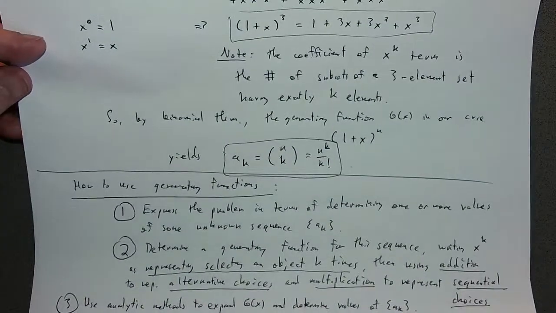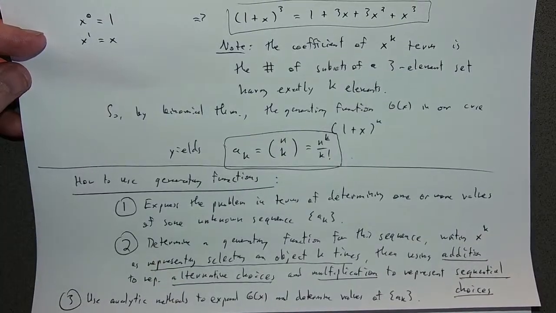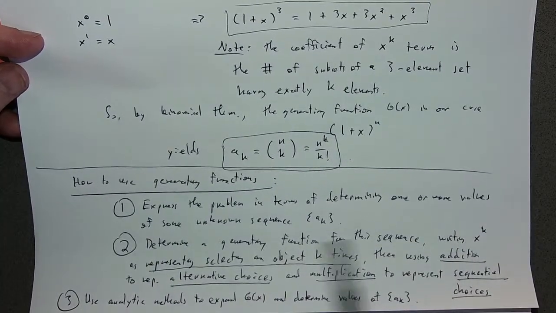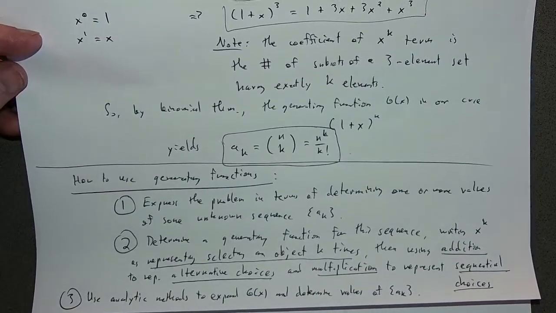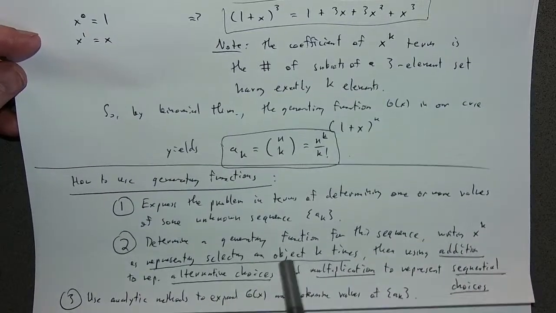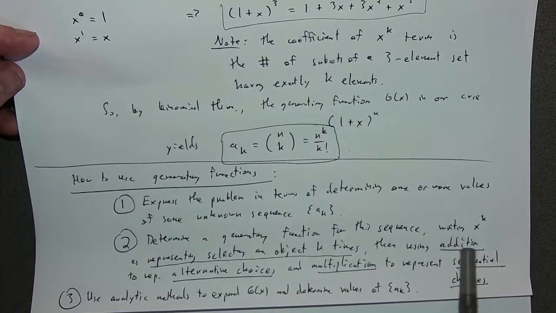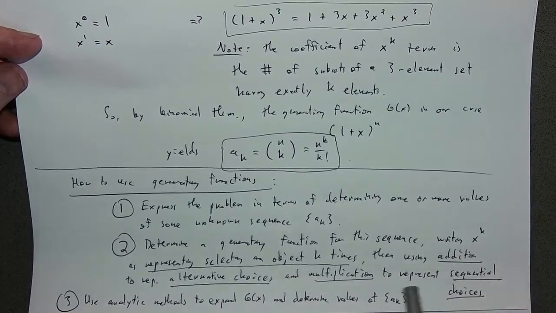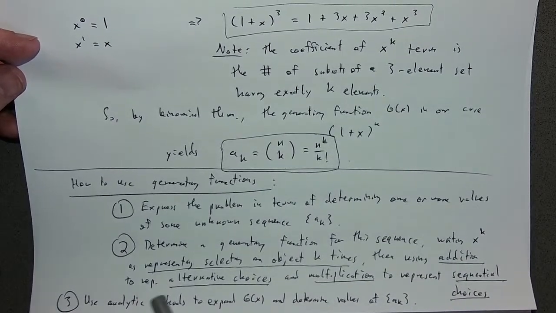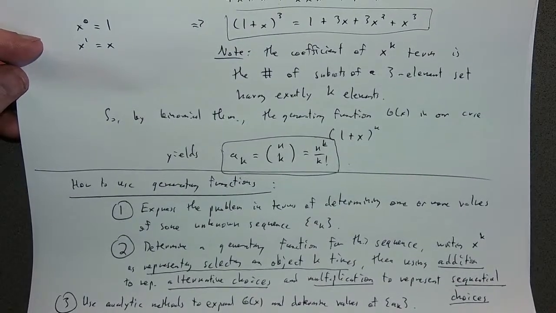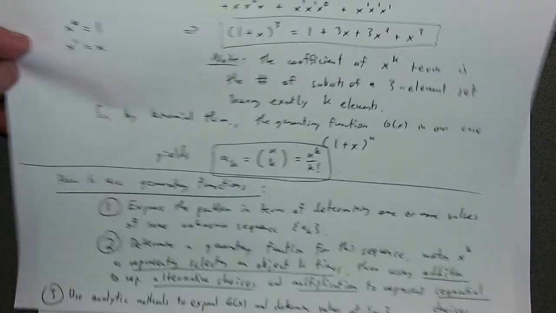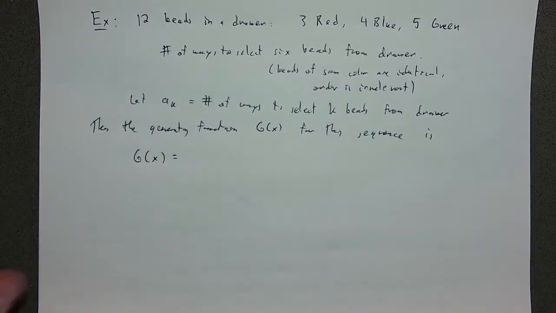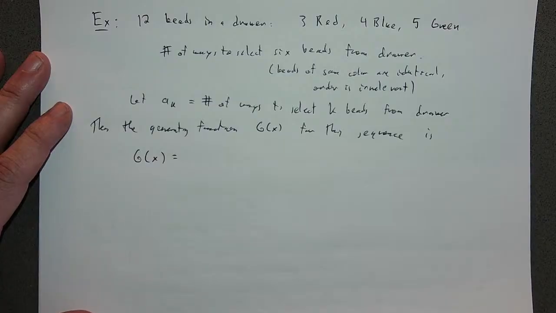Okay, all right, now I've been asked to determine a generating function, or I haven't been asked, this is just what I'm doing to solve the problem. Determine a generating function for the sequence using x to the k as representing selecting an object k times, using addition of these different monomials to represent alternative choices, and multiplication of these monomials representing sequential choices. And then using analytic methods to expand this generating function, deal with it, simplify it, in whatever form I can use it best, determine values of this sequence. Okay, so how do I construct this generating function?